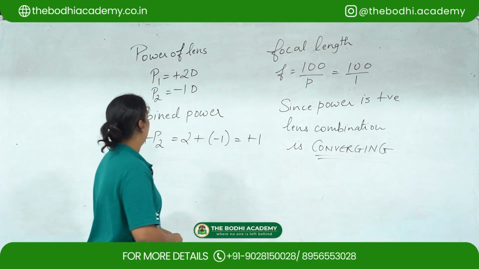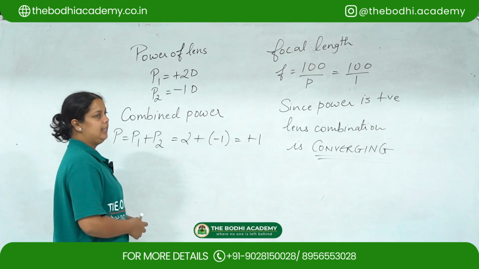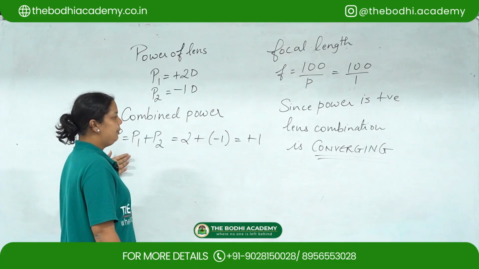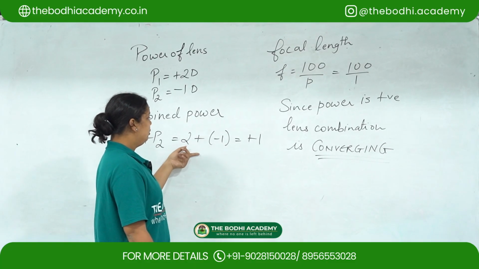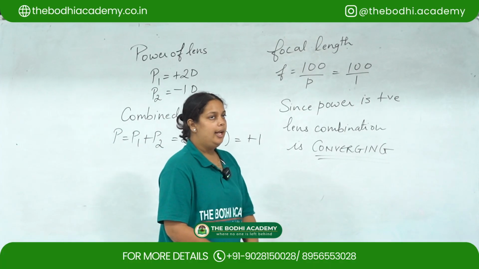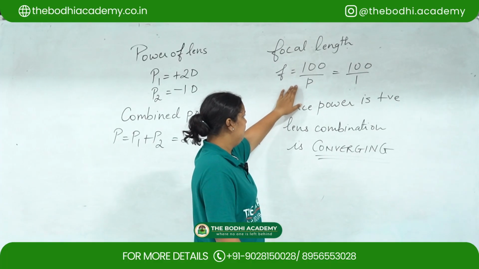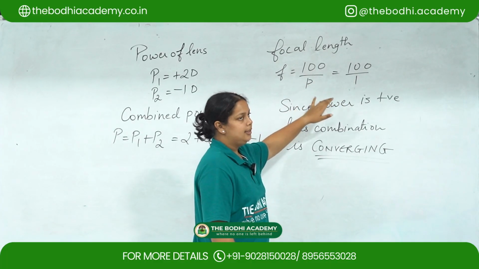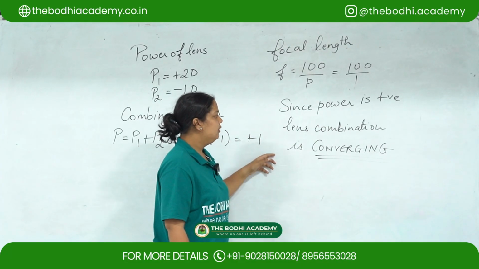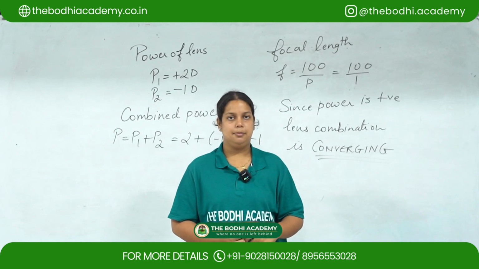So we have power of the first lens plus 2 D, power of the second lens minus 1 D. The combined power is P equal to P1 plus P2, so 2 plus minus 1, we get plus 1. So the focal length is f equal to 100 upon P, so 100 upon 1, that is 100 centimeter. Since the power is positive, the lens combination is convergent. So that is the answer.